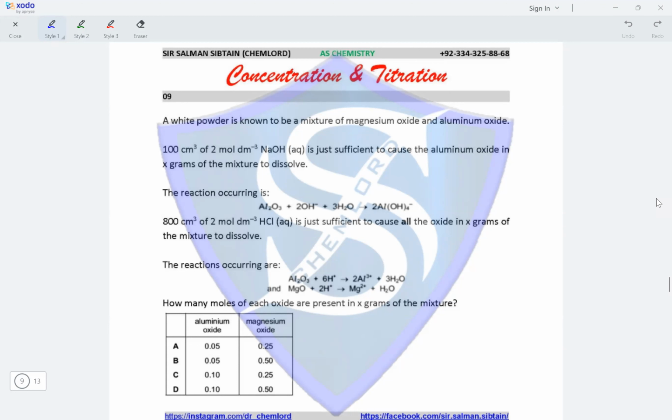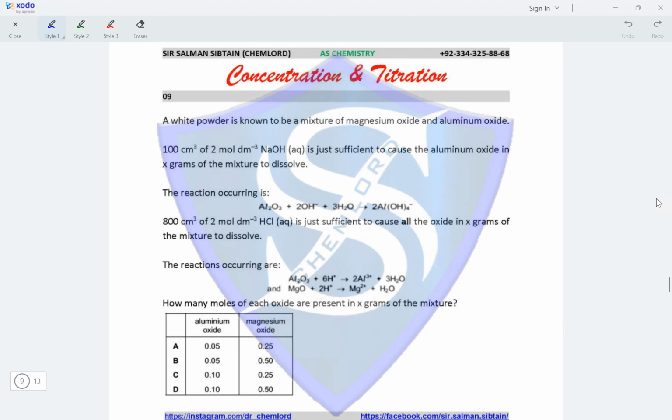Question 9. A white powder is known to be a mixture of magnesium oxide and aluminum oxide. 100 cm cube of 2 mole per dm cube NaOH is just sufficient to cause the aluminum oxide in X grams of the mixture to dissolve. The reaction occurring is given. 800 cm cube of 2 mole per dm cube HCl is just sufficient to cause all the oxides in X grams of the mixture to dissolve. The reactions occurring are, the first reaction is for aluminum oxide and the second one is for magnesium oxide. How many moles of each oxide are present in X grams of the mixture?